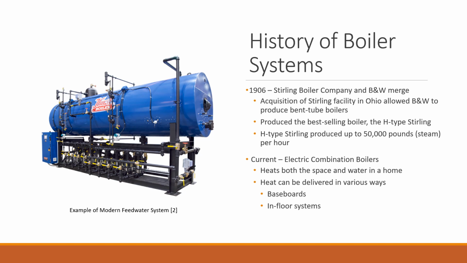You can see an example of a modern feedwater system to the left. This is what you would see in an industrial setting, not necessarily your home. Currently, we use an electric combination boiler mostly in housing units. This allows both the space and the water in a home to be heated, ensuring the most efficient system. The heat can be delivered in various ways due to the bent tubing that originated with the Stirling Boiler Company, allowing the heat to be delivered to the baseboards and in-floor systems, along with other areas within the house.